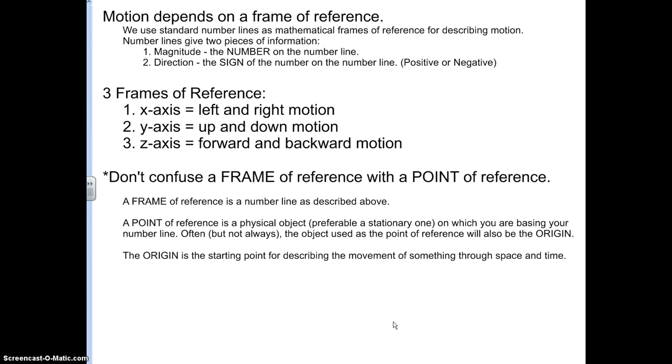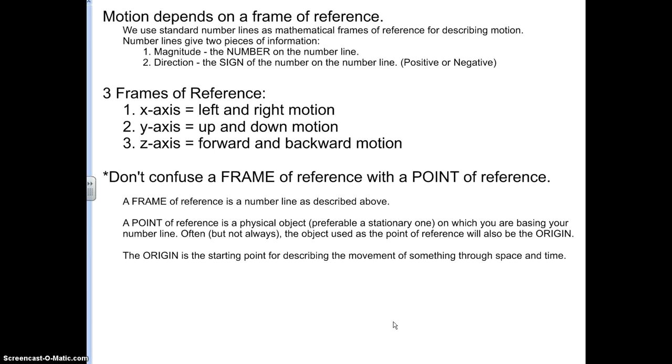And so we use a point of reference as an actual stationary object that we're basing all of the rest of our numbers on. The magnitudes on our number line are based on that object being 0 on the number line. Now, often the point of reference is also the origin. It's simple for us to say, hey, let's go ahead and make our starting point also the point of reference. And a lot of times we do that in physics.